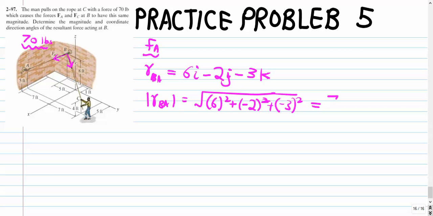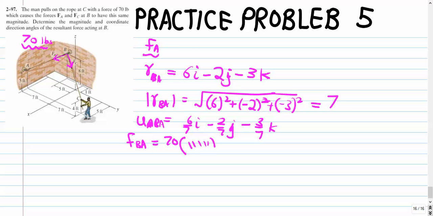And we get the unit vector from B to A would be equal to 6 by 7i minus 2 by 7j minus 3 by 7k. Now that we have our unit vector, we will multiply all of this by 70 pounds to get the force vector. So the force vector from B to A is going to be equal to 70 times the unit vector. And the answer that we finally get is 60i minus 20j minus 30k.